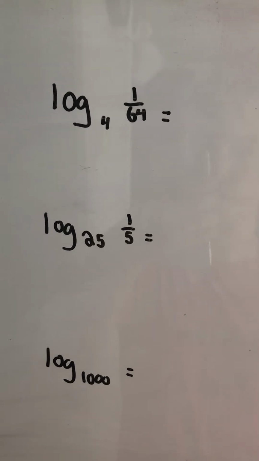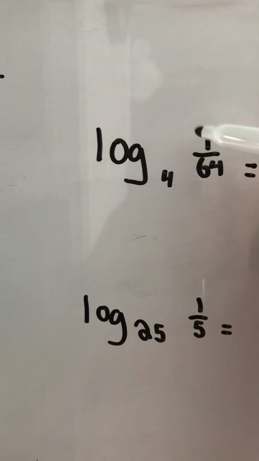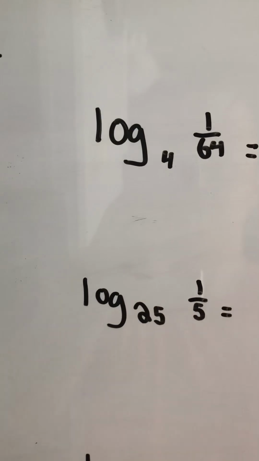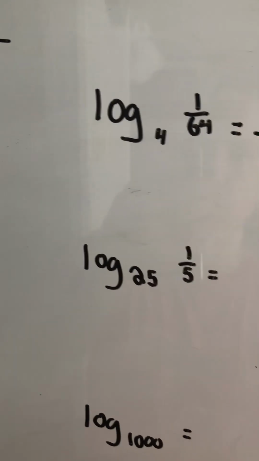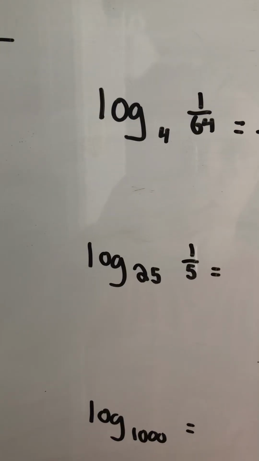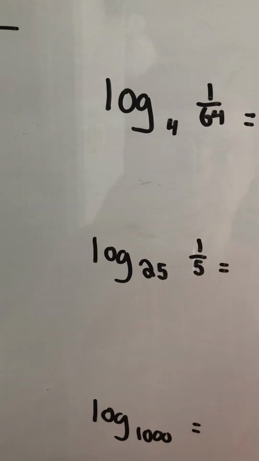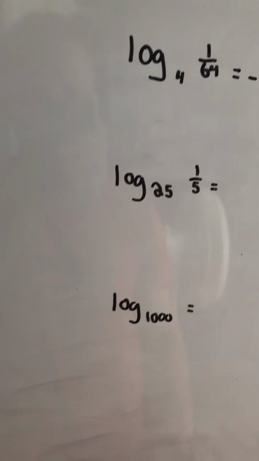So since there's a fraction right here, this is going to be negative 3. Because log base 4 of 64 would be 3. But since it's 1 over 64, it will be negative 3. Because the fraction makes it negative. If that makes sense to you.